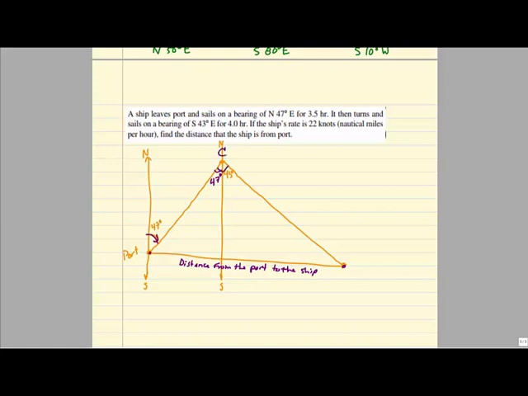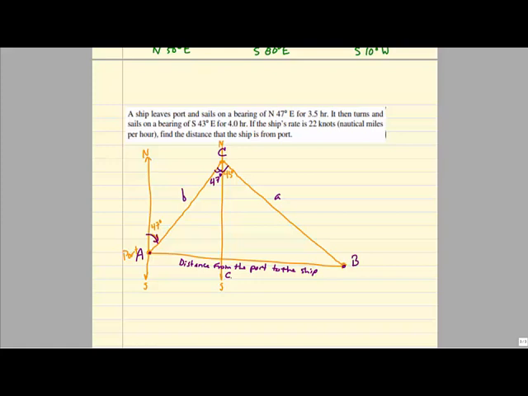I'll call this C. A is where I start, B is where I end. So this is side B. This is side A, and then this distance from the port to the ship is C. So I'm basically looking for the hypotenuse of this particular triangle.